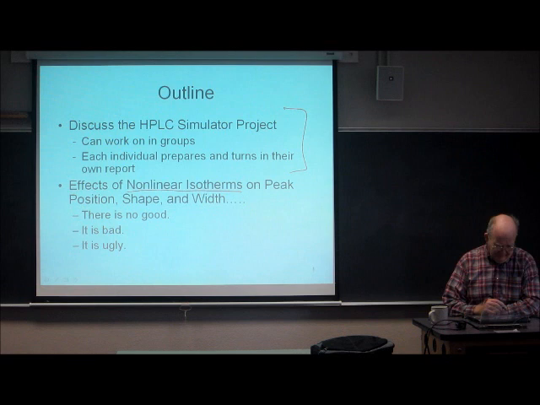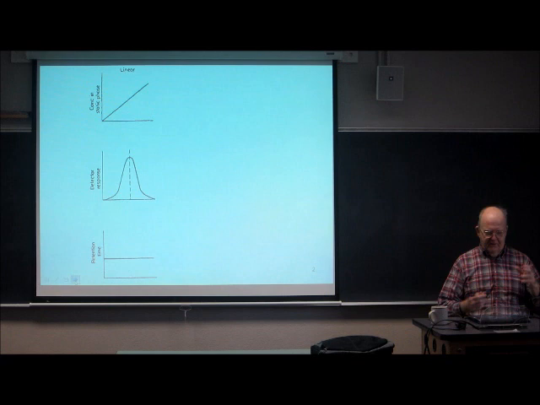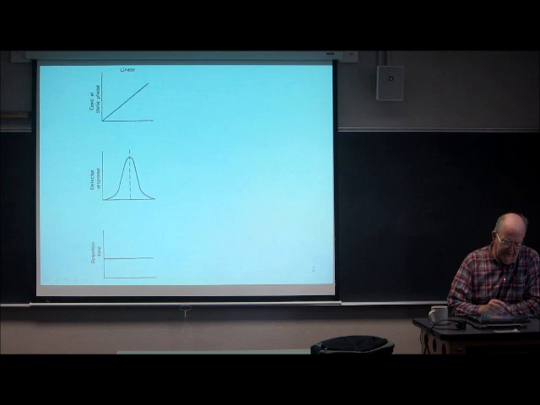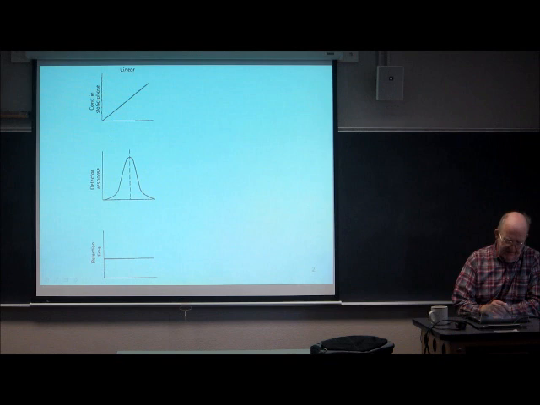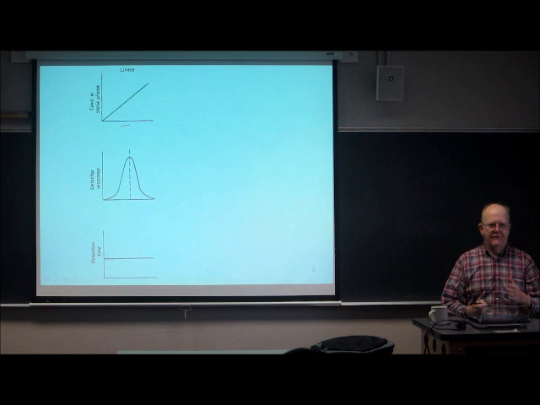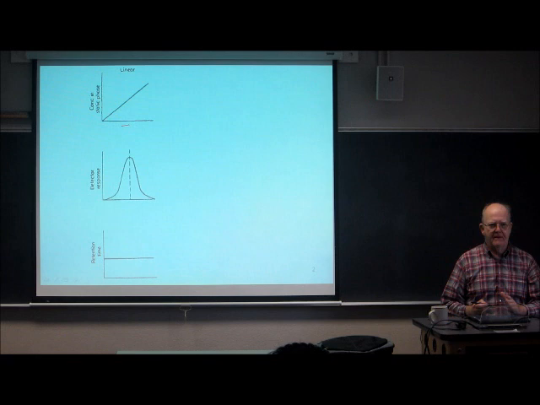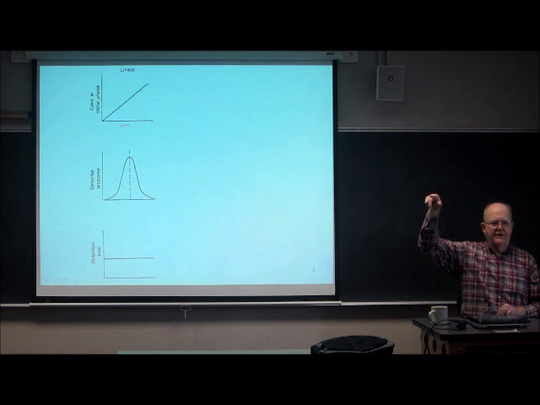What we've been talking about so far is what's called a linear isotherm situation. In a linear isotherm, the concentration of the stuff in the stationary phase at equilibrium is linearly related to the concentration of the stuff in the mobile phase. That's down here. What I mean is it's a straight line and it goes through the origin 0, 0. We've written K equals concentration in the stationary phase over concentration in the mobile phase a lot. This is a plot of that equation.